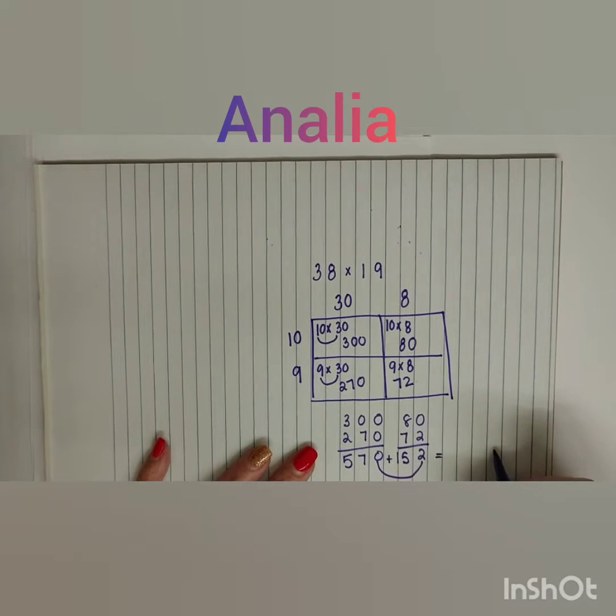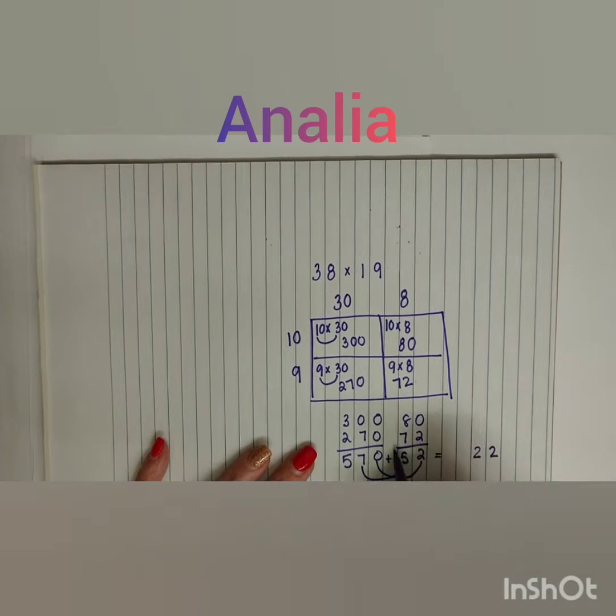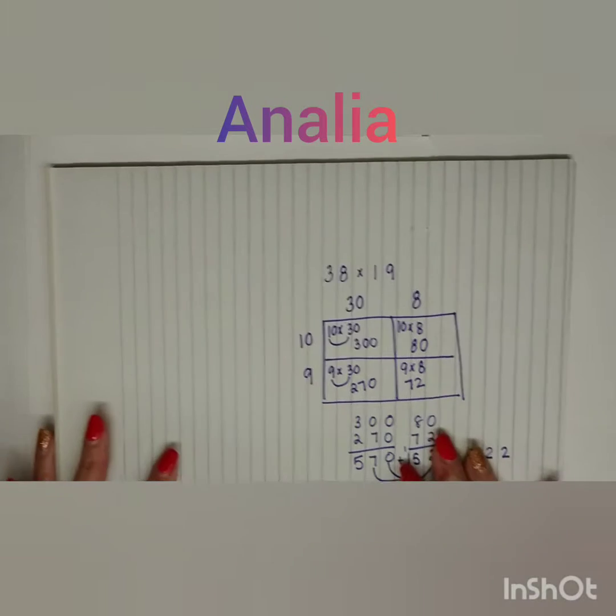0 plus 2 is 2. 5 plus 7 is 12. Regroup my 1. 5 plus 1 is 6. Plus 1 more is 7.